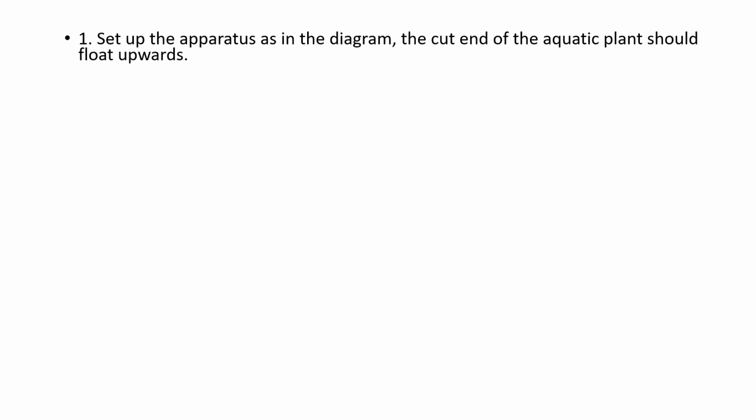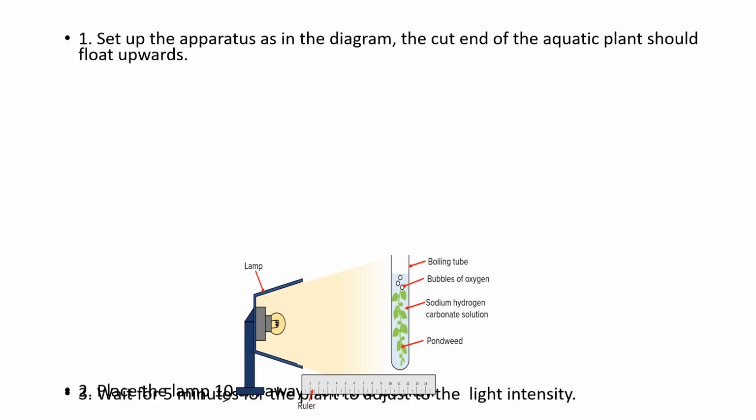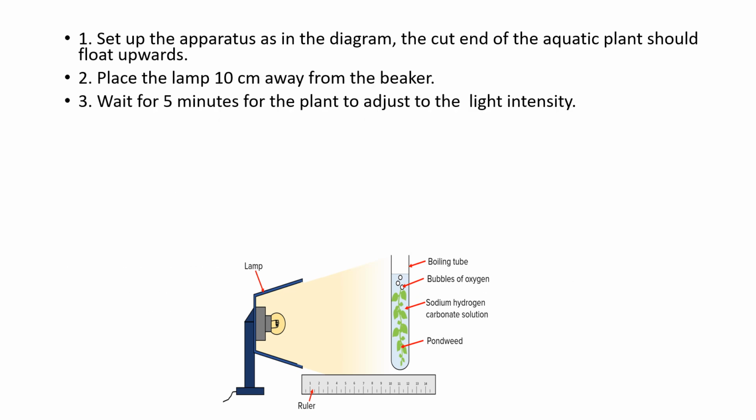Now let's see how we can do this activity. Set up the apparatus as in the diagram. We can use an aquatic plant like hydrilla. A length about 6 to 7 centimeters should be used, and it should be fully immersed in water where the cut end of the aquatic plant should float upwards. This is because we can see oxygen gas bubbles coming from the cut end very clearly.